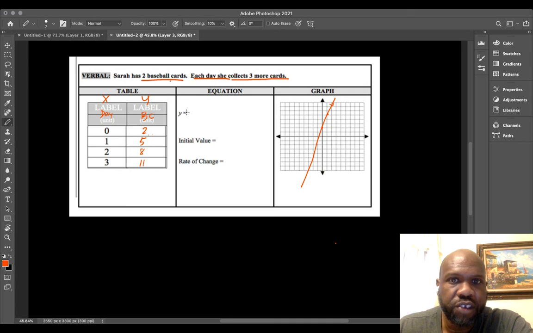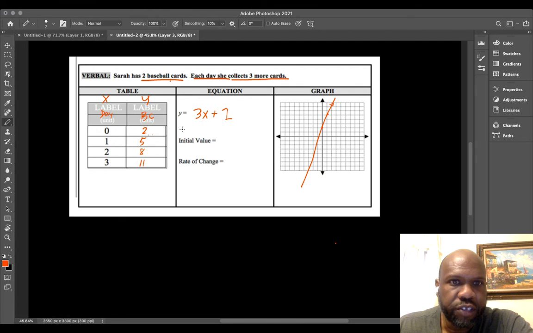So she gets 3 cards every day. So she gets 3 cards per day. So it would be 3x, because she gets 3 times the amount of days, she gets 3 cards per day. Okay, and then she started with 2, so that would be plus 2. I think we get it. So 3x plus 2 would be the equation.